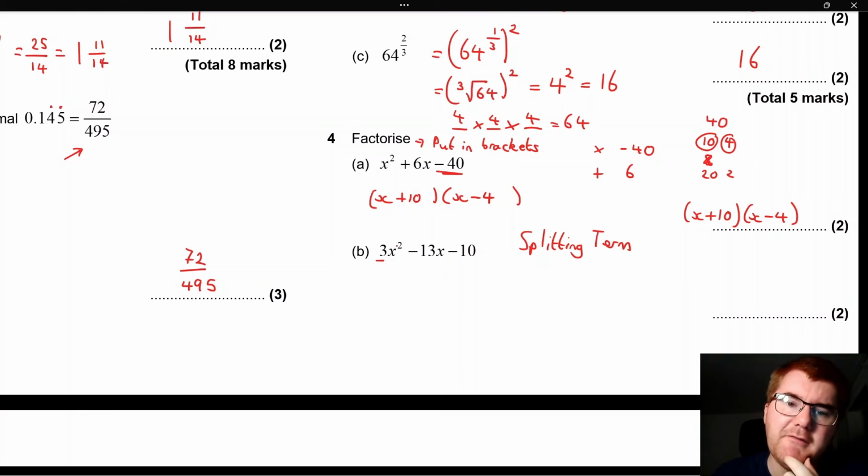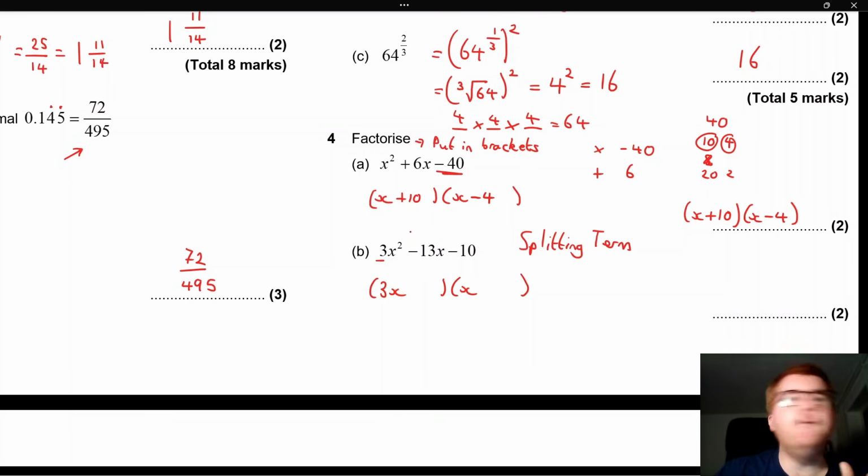So the first thing is we have a 3x squared. So we need to have a 3x and an x. The only way we can make 3x squared. It's not like 4x squared, which you could do 4x times x or 2x times 2x. So we know there has to be a 3x and an x. And this rule still applies.